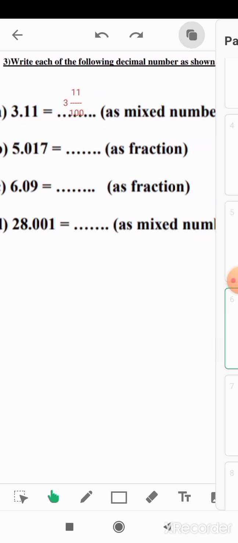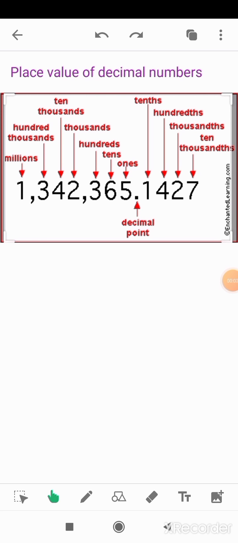Okay, in the slides we have the place value of decimal numbers. In the first term we took the place value of these numbers. Before the decimal point we already know units or ones, tens, hundreds, thousands, 10,000s, 100,000s, millions. And this term we will learn the decimal point and the place value of numbers after the decimal point. We have tenths, hundredths, thousandths, ten-thousandths.